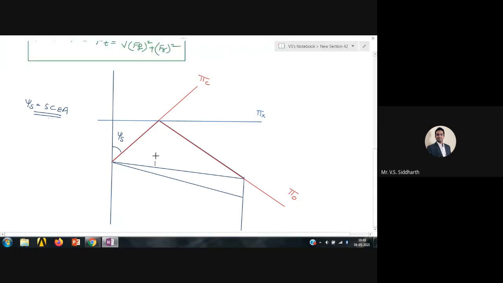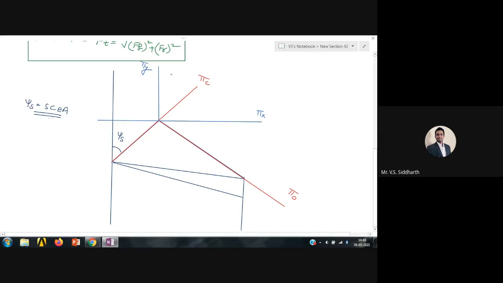And perpendicular to this, pi y plane. Is it clear up to this? Everyone know this? What is pi y plane? What is pi x plane? Everyone know about this? Yes.